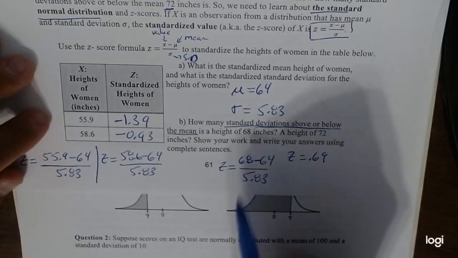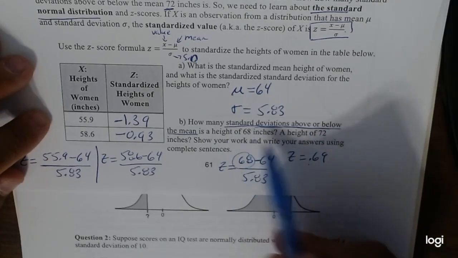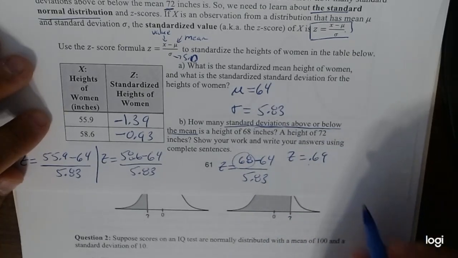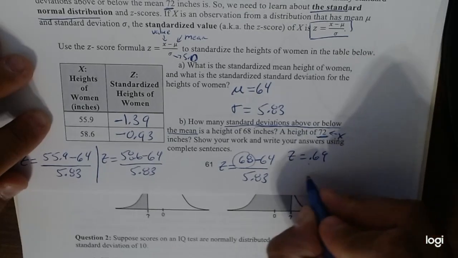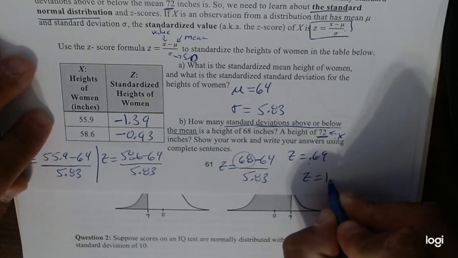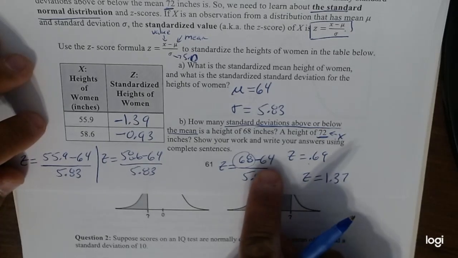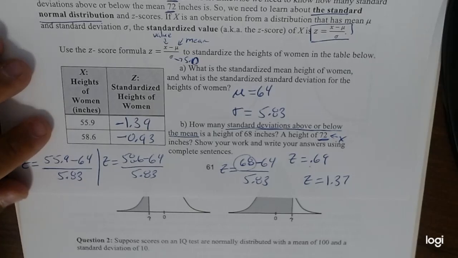So what this is saying is the value of 68 is 0.69 standard deviations above the mean. Because it's bigger than the mean, it's positive as well. You can check that it's positive. Now if you do the same thing for the other side where x is 72, hopefully you got a z-score of 1.37. So we say the value of 72 inches is 1.37 standard deviations above the mean of 64. So that's how we interpret the z-scores themselves.